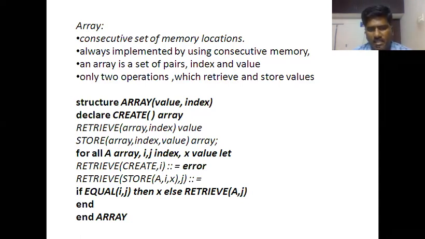Okay. So here store A is the array name, I is the index, X is the value. Okay. So here is retrieve the value. Okay, is a J. J is the value.